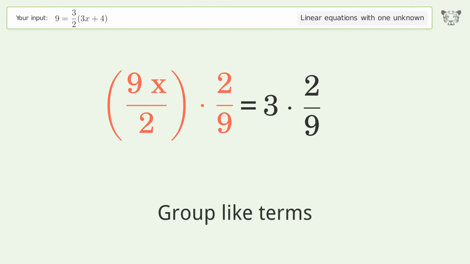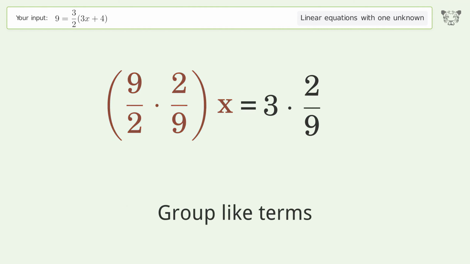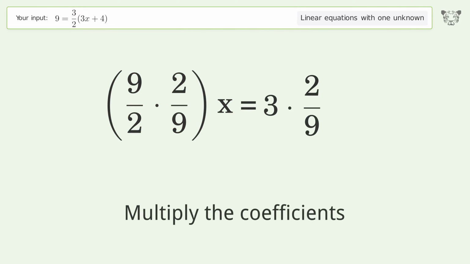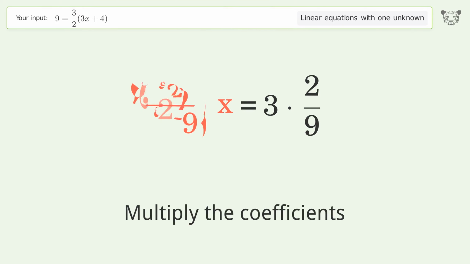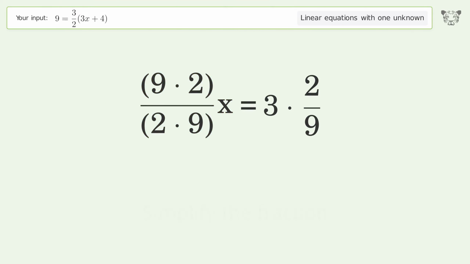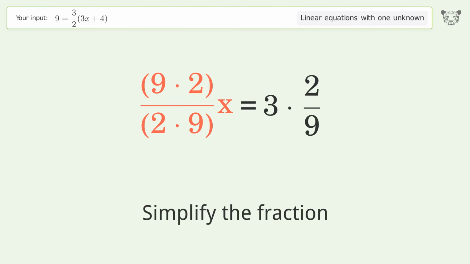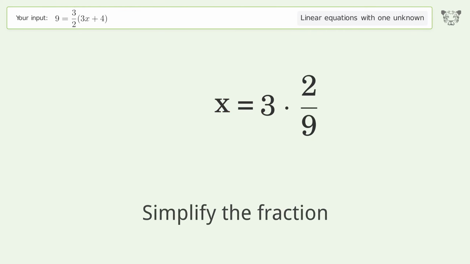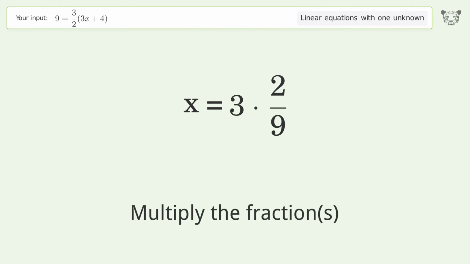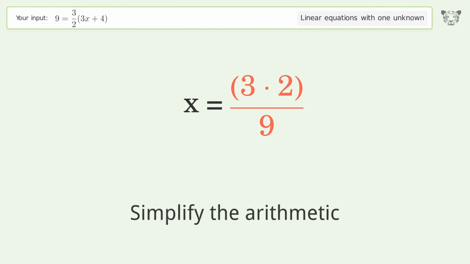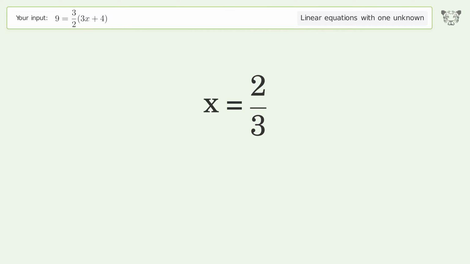Group like terms. Multiply the coefficients. Simplify the fraction. Multiply the fractions. Simplify the arithmetic. And so the final result is x equals 2/3.